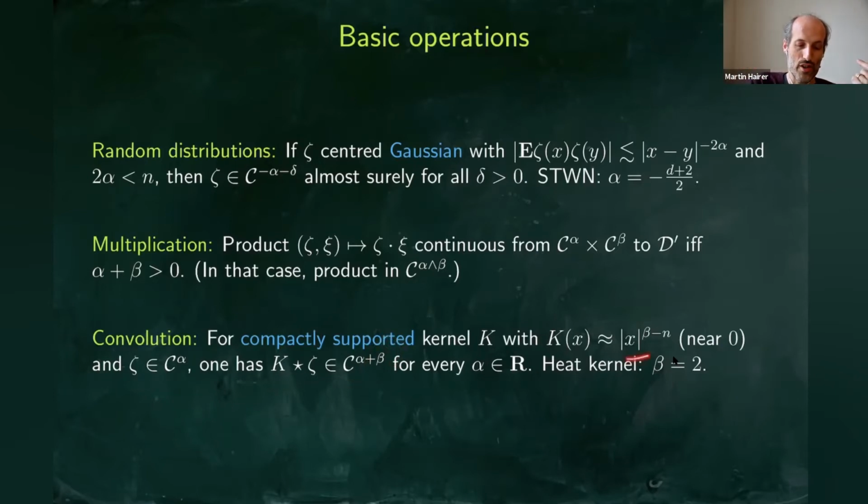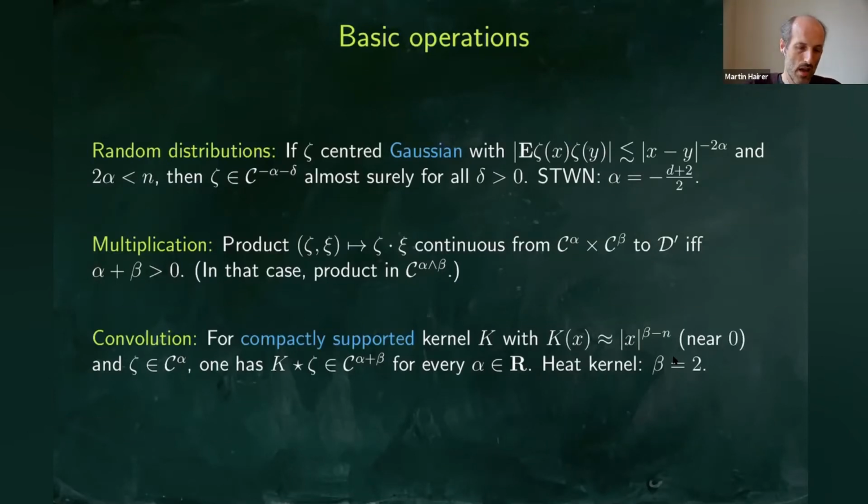If you have a kernel which scales better than a delta function, and the delta function you should think of as being x to the minus dimension, which is not quite true but almost true, then beta equals 0 corresponds to a delta function. Of course, if you convolve by a delta function, that's the identity, and so you gain nothing. Here, if beta is positive, this is a kernel that behaves a bit better, but is still divergent at the origin. And then you gain precisely the amount of regularity by how many powers of x the kernel is better than a delta function.